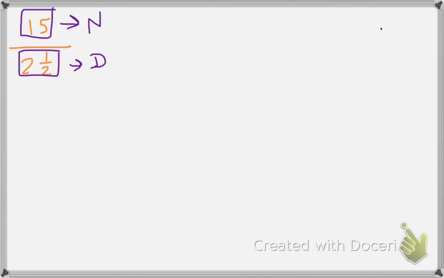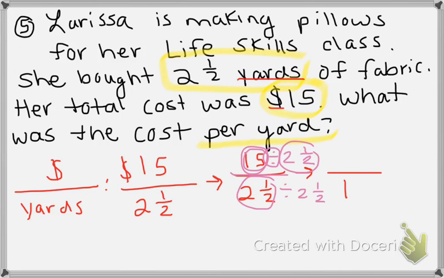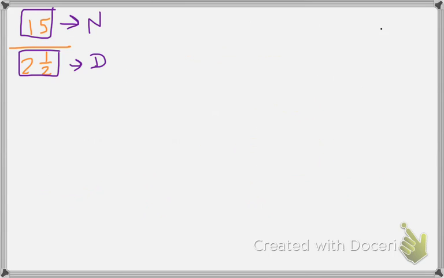Okay, and again, we're going to write it out as we say it. 15 divided by 2.5. Now before we do anything, our keep, change, flip, we have to change them into different forms. So the 15 is the whole number, right? Now turn that into a fraction. You put that number over 1.